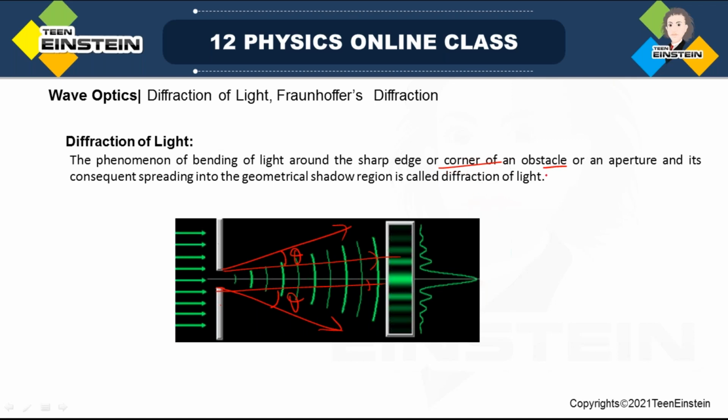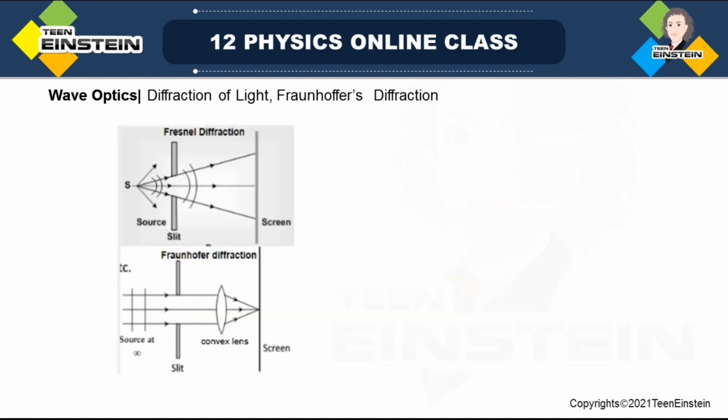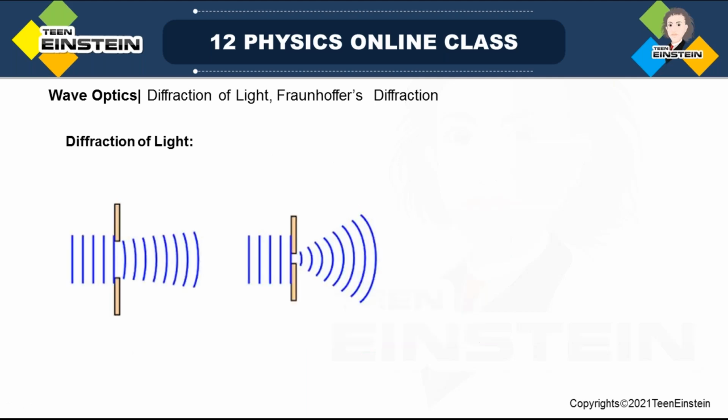Not only that, it is not just getting into the shadow region, it is spreading. From this small hole, small aperture or small obstacle, the light is getting spread like this, and then it will be like this, as I showed in the previous figure also. If I come back to this figure, see here it is. So this is diffraction of light.